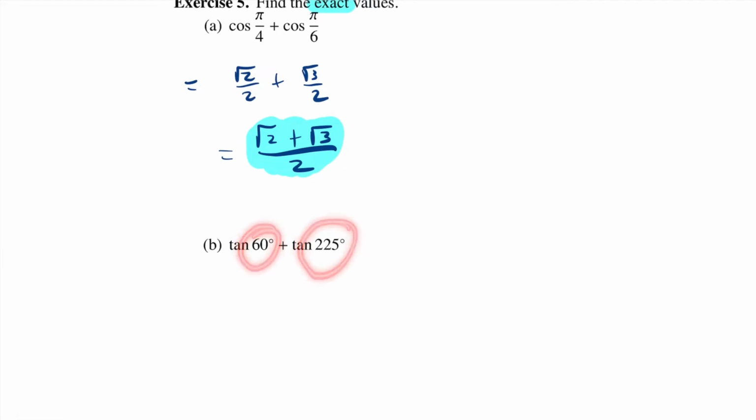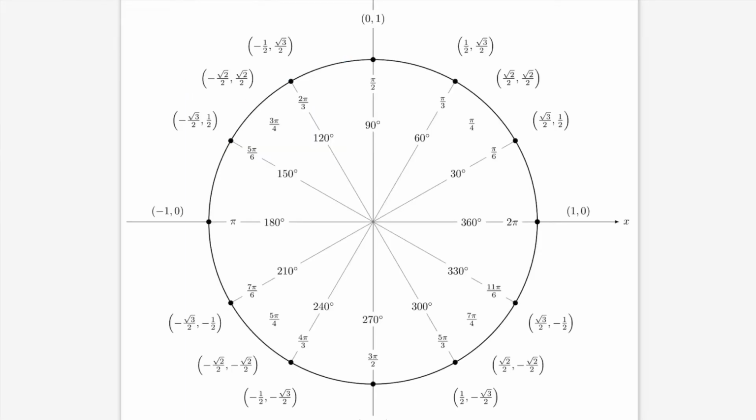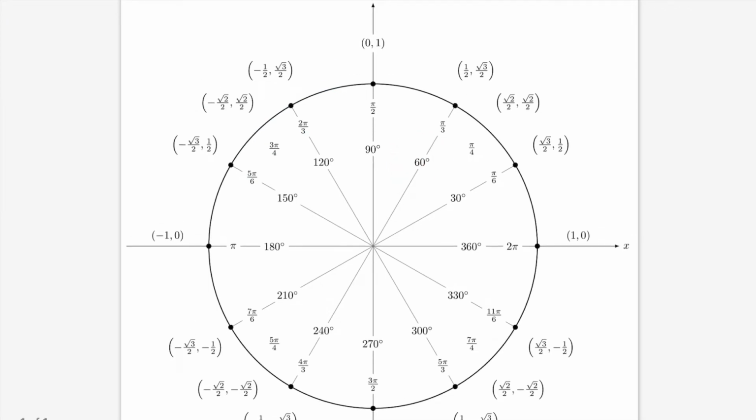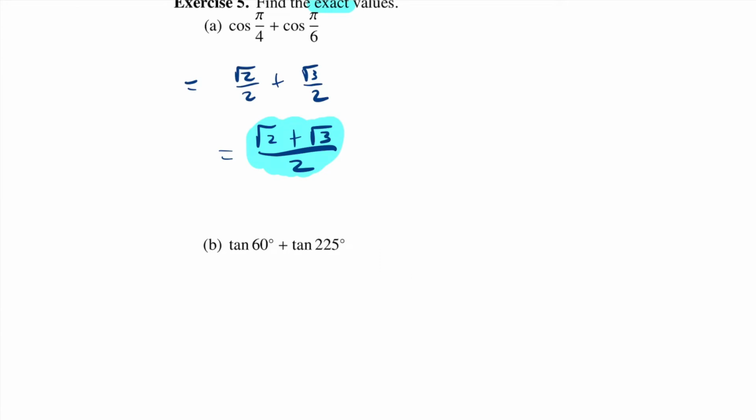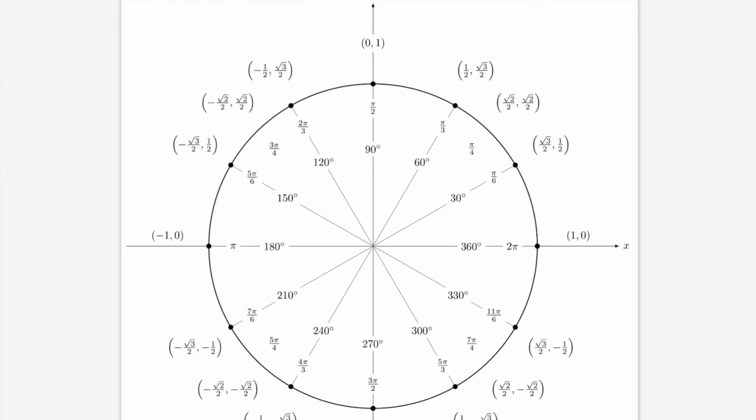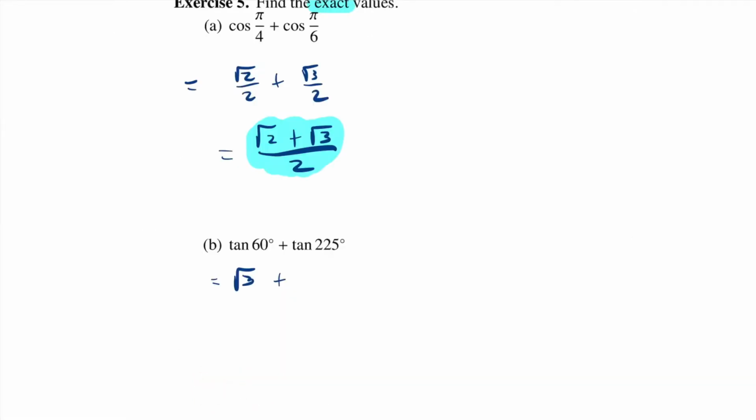All right, the next problem, same thing. I recognize these two angles as angles in standard position on the unit circle. So tangent of 60, here's 60. If you take the y divided by the x, you're going to get radical 3. So that is radical 3 plus tangent of 225. 225 is right here. The tangent is y divided by x, and negative divided by negative is a positive 1. And so that is the final answer.